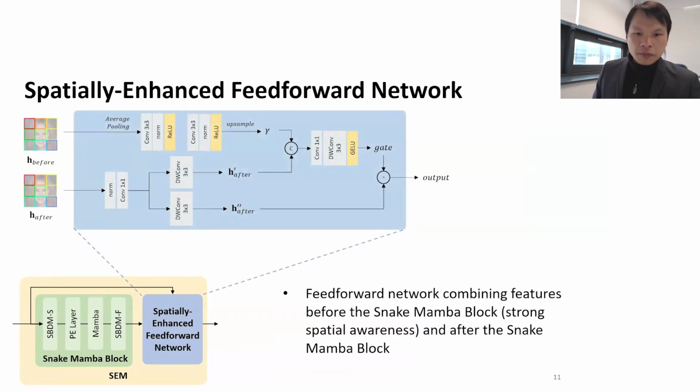Next, we zoom into the spatially-enhanced feedforward network. Here, we introduce a feedforward network that combines the feature before the Snake Mamba blocks and the features after the Snake Mamba blocks. The reason why we do it is because before we run the Snake Mamba block operations, the feature would have slightly stronger spatial awareness. And therefore, by fusing the feature before and after the block, we retain this spatial awareness in the operations, and that allows us to generate better inpainting results.